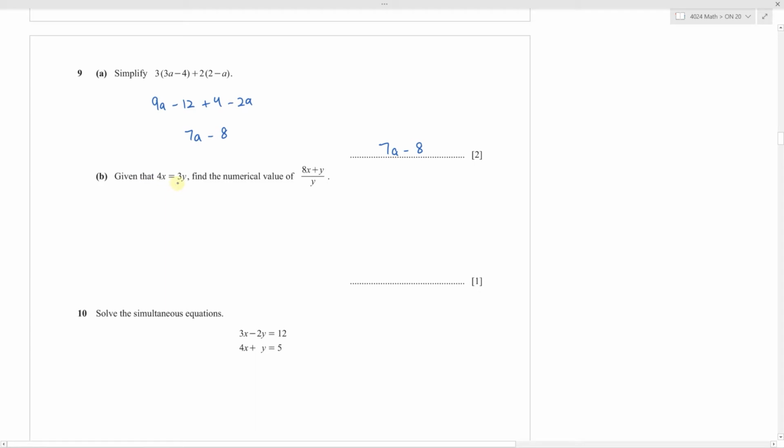Given that 4x equals 3y, find the numerical value of this. So you're given here 8x, you're given 4x equals 3y. So if I multiply by 2 on both sides, on the left hand side and the right hand side, I will get 8x equals 6y. So now I can substitute this 8x with this 6y. So I will get 6y plus y over y. This will be 7y divided by y. y and y cancel out and you get the value 7.